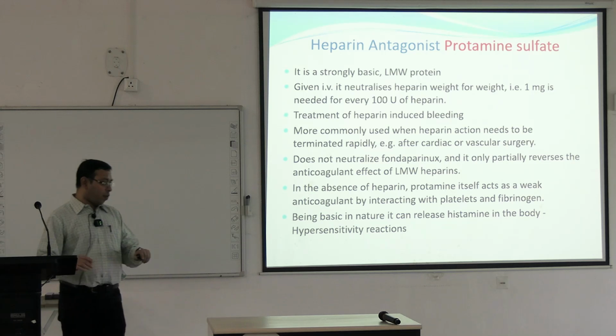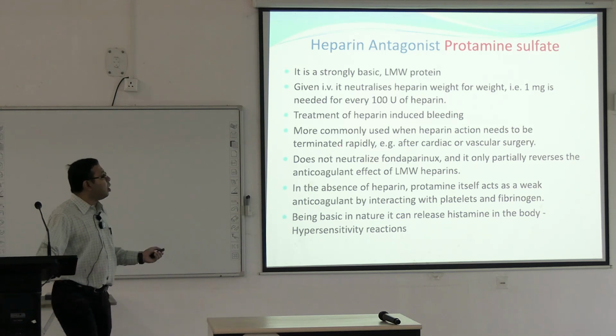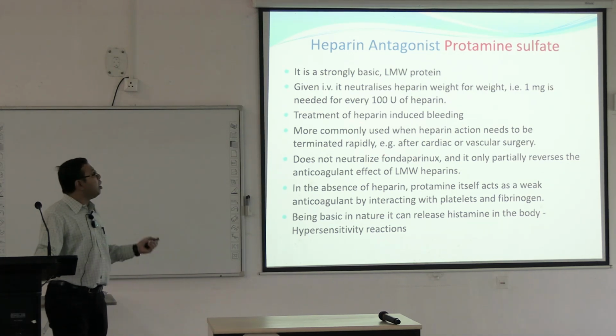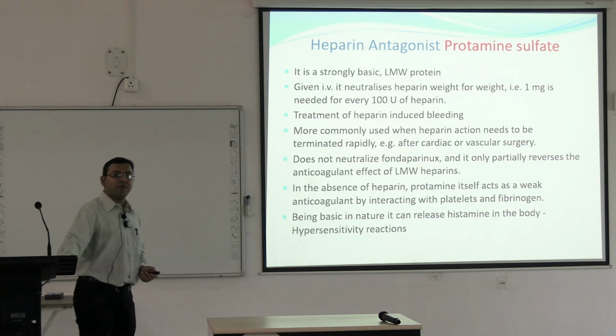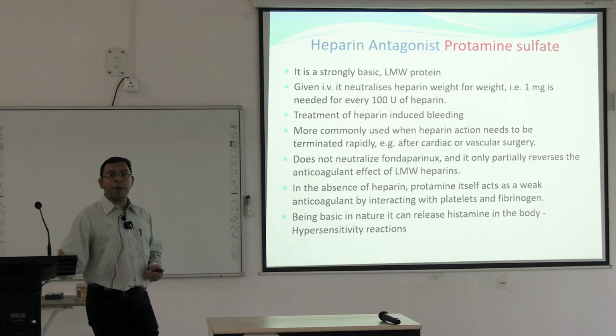1 milligram is needed for every 100 units of the heparin. Mainly it is used for heparin induced bleeding. Most commonly used when heparin action needs to be terminated rapidly after cardiac or vascular surgery. Basically this protamine is an orphan drug, very lesser used now. It is not available everywhere.